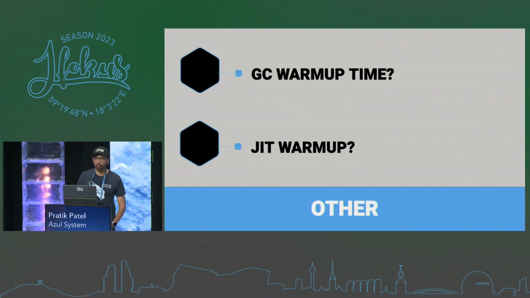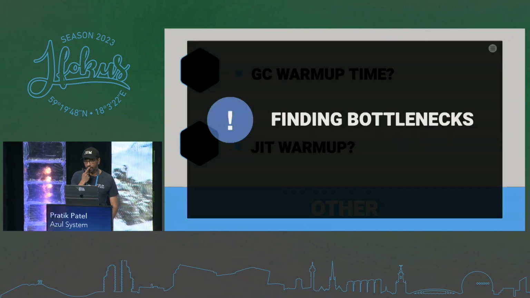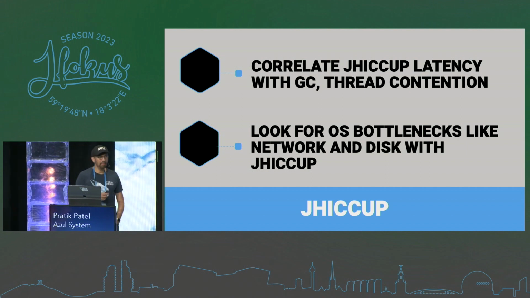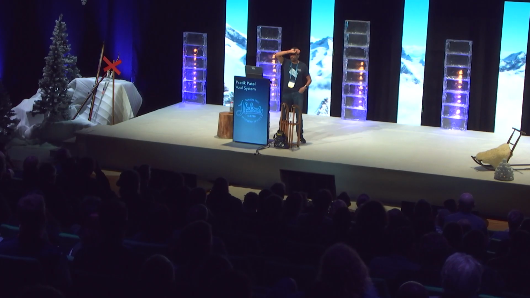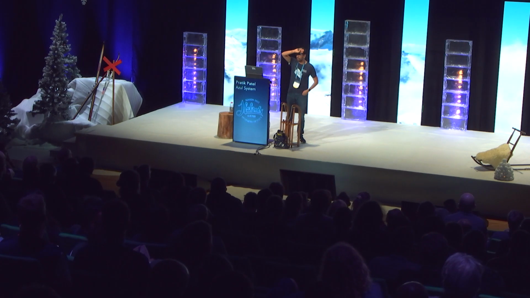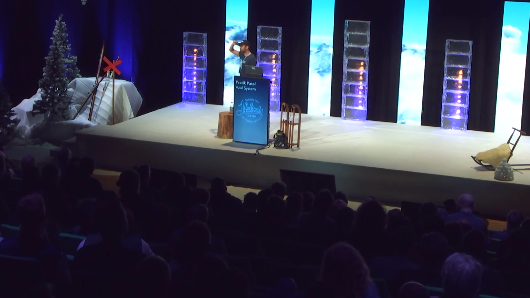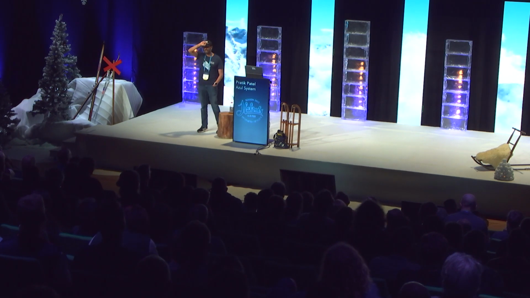We talked about JIT warm-up time and garbage collection warm-up time a little bit already. We've already discussed correlating jHiccup latency with garbage collection and what that can look like for thread contention. OS bottlenecks is a good one. How many people run Kafka here? Just out of curiosity. Well, it's quite a few. Okay, so for those of you who raised your hand, what's the one trick that you can do to increase your Kafka throughput?